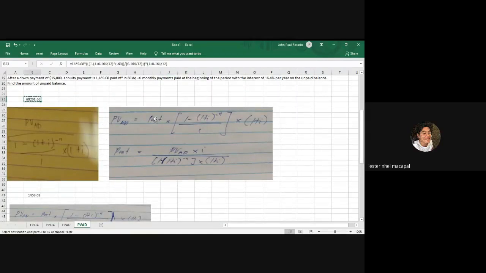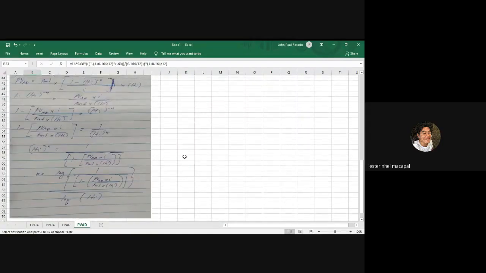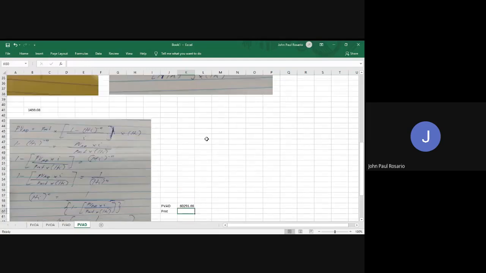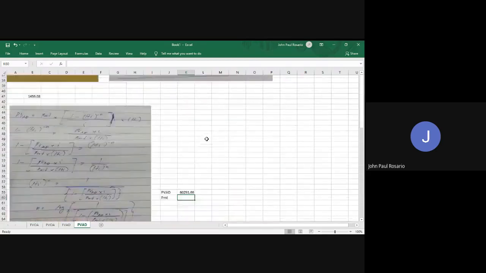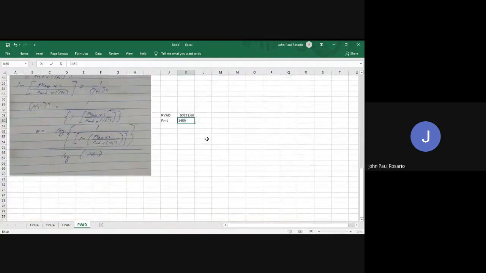So PVAD is this one. Our payment is, pila si payment? 1459.08. Our I is equal to 0.164 over 12. Tapos, mao na, atong kailangan na information.